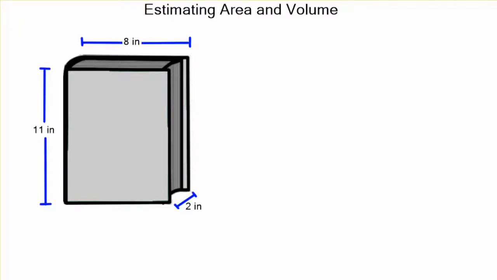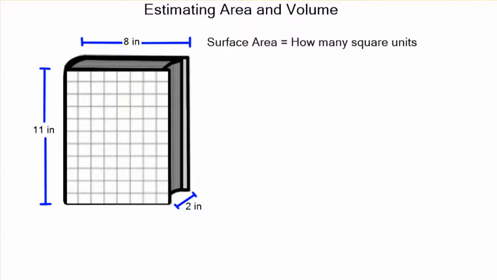This is just a brief overview of what area and volume mean. Let's take your book. Say it's 8 inches by 11 inches by 2 inches. Let's find its surface area. That just means how many square units are there. Well, let's see how many squares there are in the front. Well, there's 8 inches on the top by 11 inches down the side.